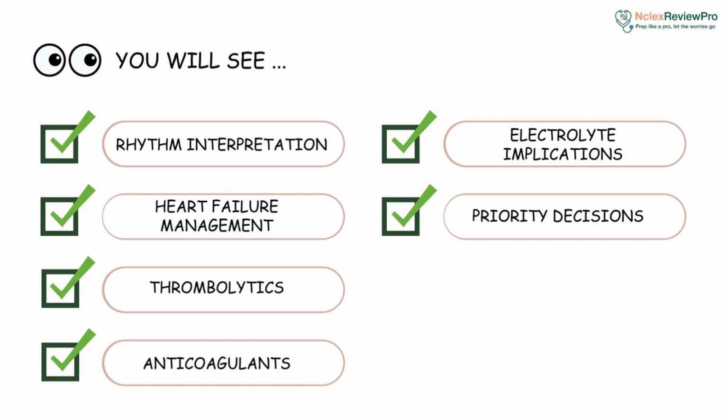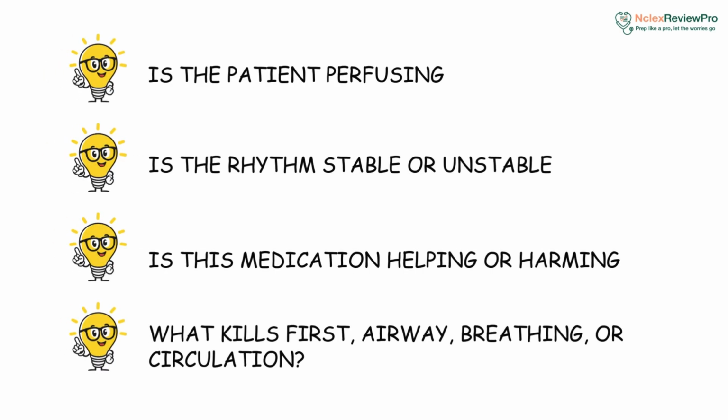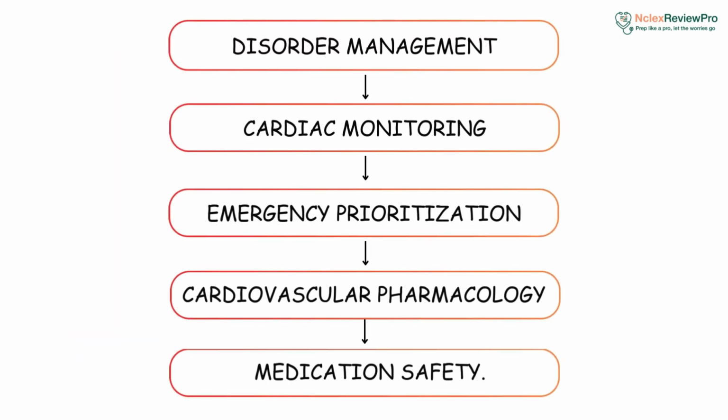Throughout this review, I want you to think like this. Is the patient perfusing? Is the rhythm stable or unstable? Is this medication helping or harming? What kills first? Airway, breathing, or circulation? We are going to move through disorder management, cardiac monitoring and emergency prioritization, and then cardiovascular pharmacology and medication safety.